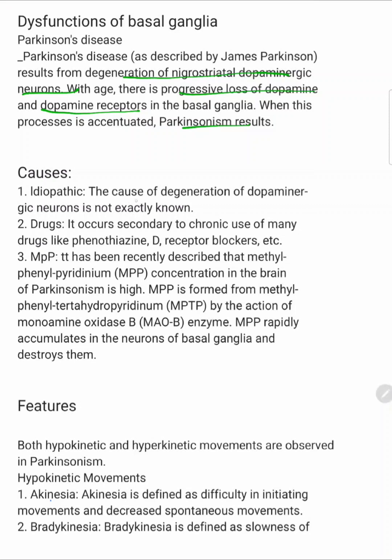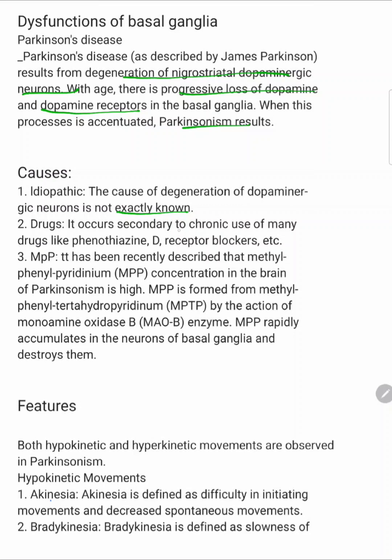Causes: idiopathic. The cause of the degeneration of dopaminergic neurons is not exactly known. See, idiopathic means there is no known cause. Some are thinking that it is due to age, that due to progressive age there will be degeneration. As of now, it is not confirmed. What causes this degeneration is not known as of now.